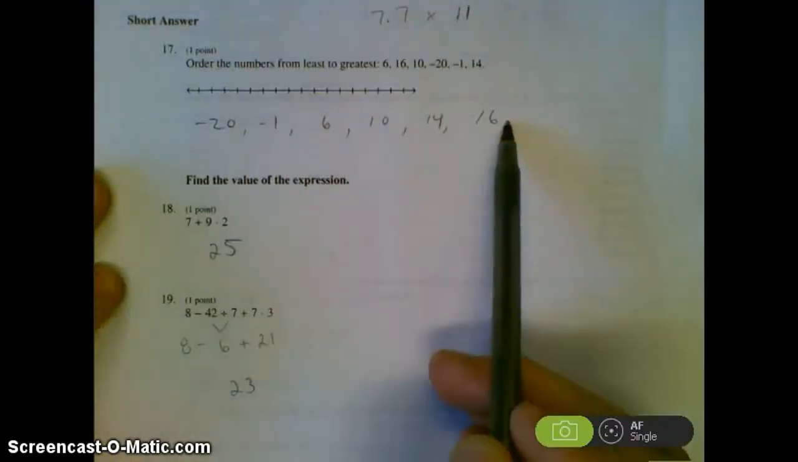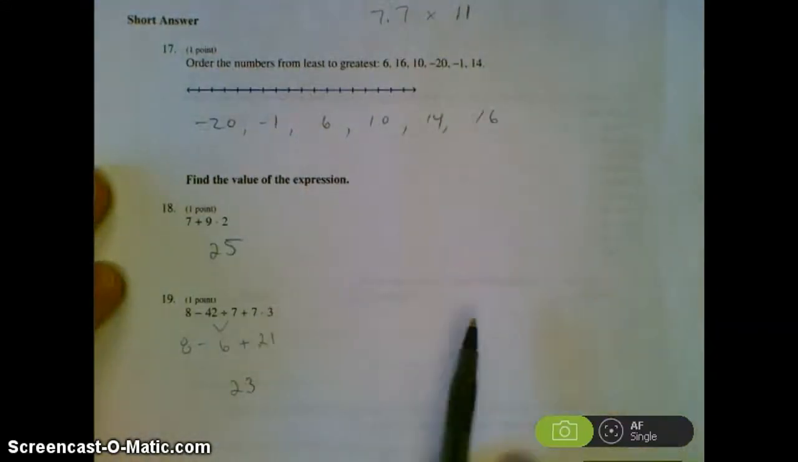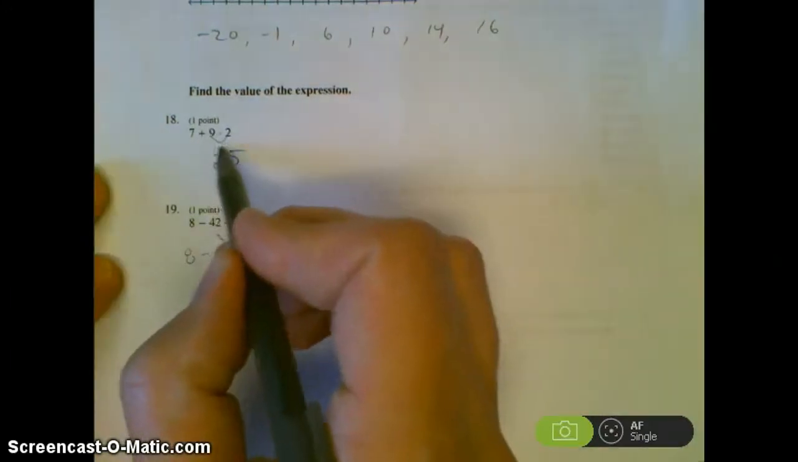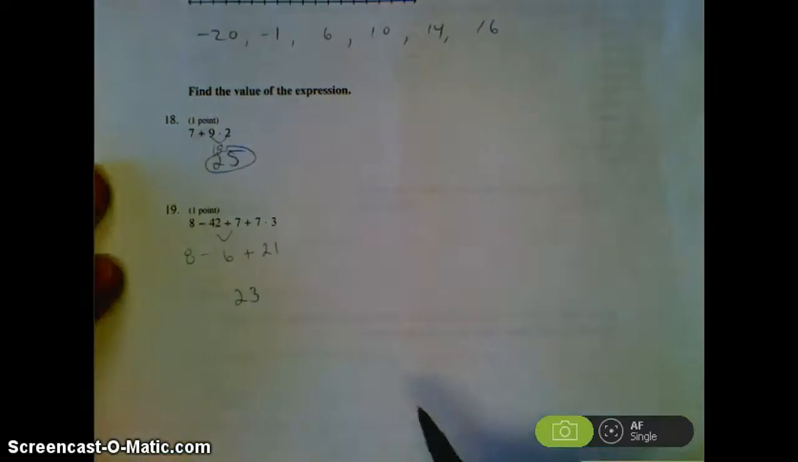You ordered the numbers like this. For the order of operations, you needed to do multiplication first. So 9 times 2 is 18, plus 7 is 25.